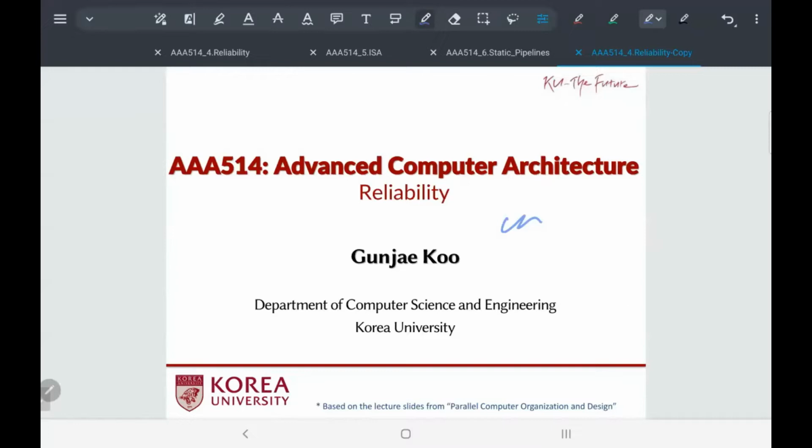Okay, so I spent some time preparing for some Zoom setting. It's not easy actually. Sorry about that.